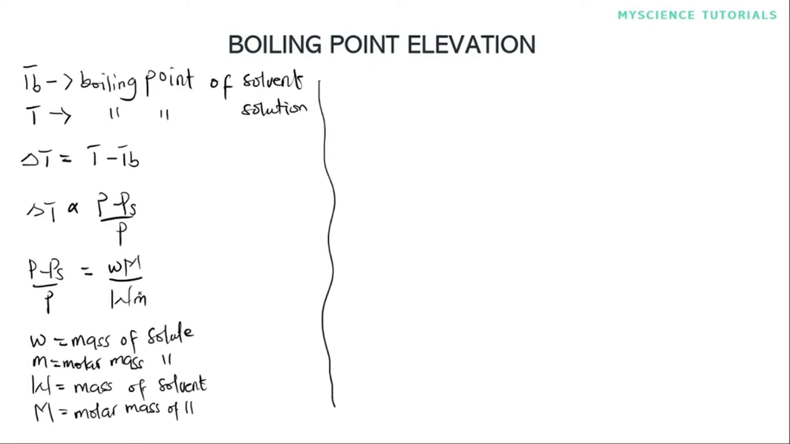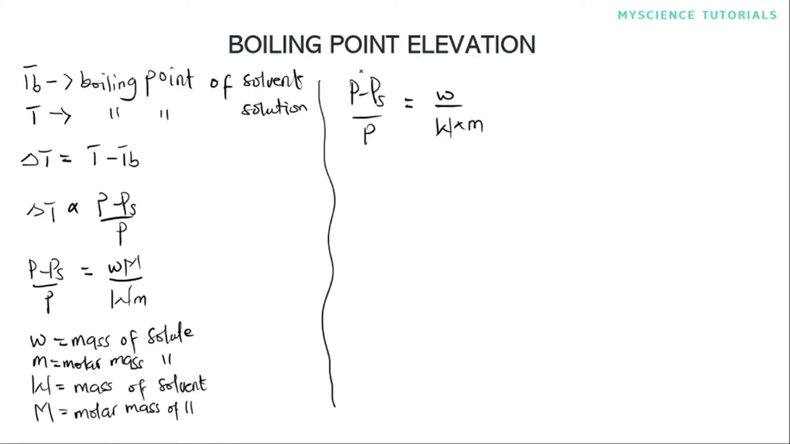All right, now in this example, from this formula, if we are using a solvent, let's say water, we know the solvent will be the same before we add the solute. So we are assuming the molar mass, which is the M over here, the molar mass of the solvent, is a constant. So once the molar mass of the solvent is a constant, this formula becomes P minus PS on P equal to W over capital W multiplied by M.